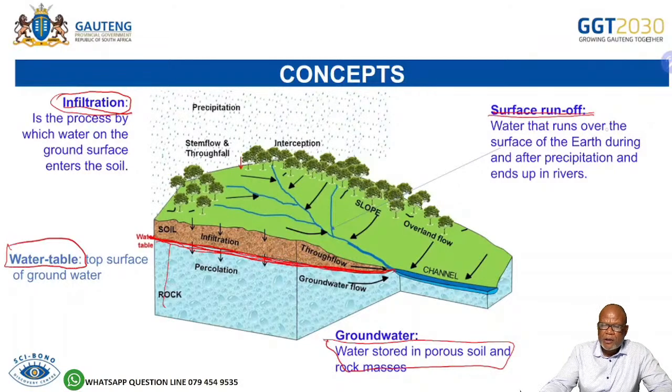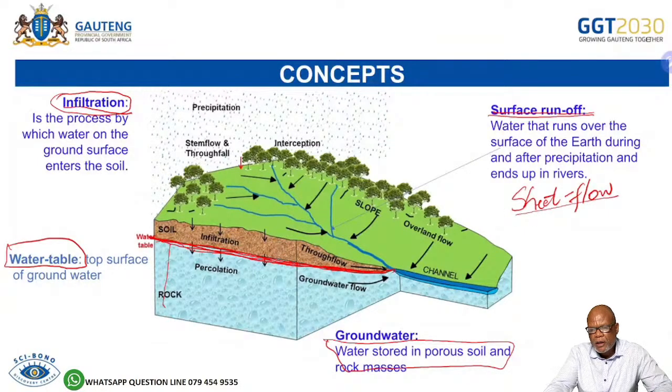Now this surface runoff can take place in two ways. It can be what we call sheet flow, when the water is flowing all over the surface here in a sheet form. But now you see here the water is flowing in a stream. So this one we call stream flow.